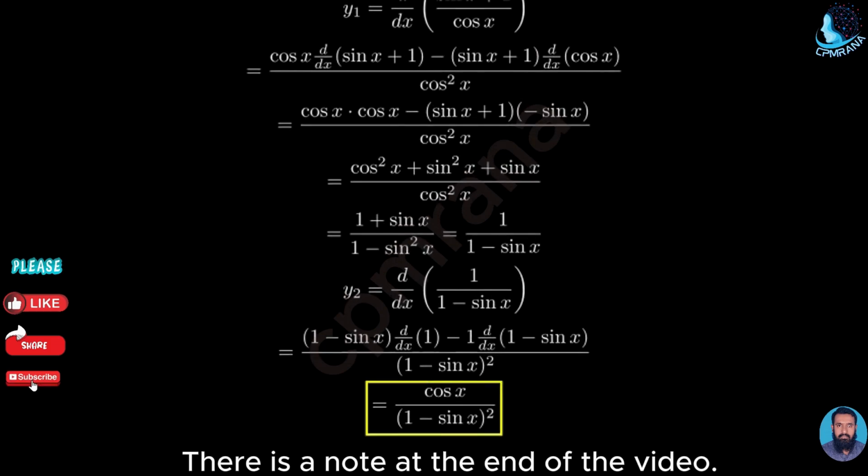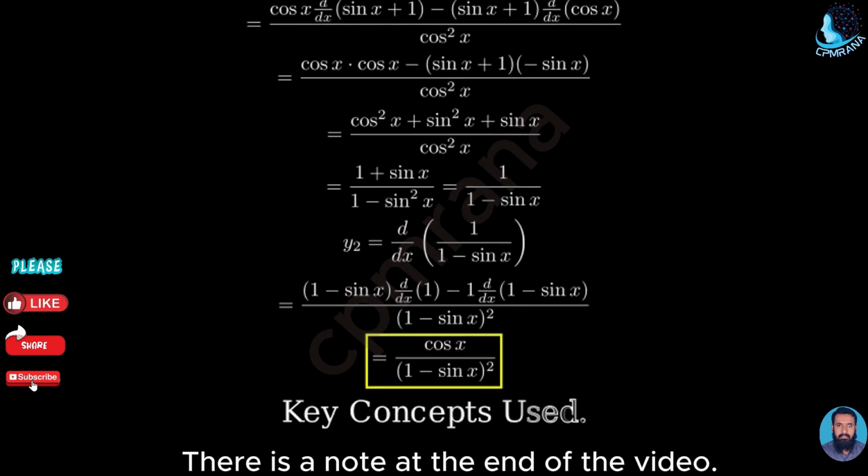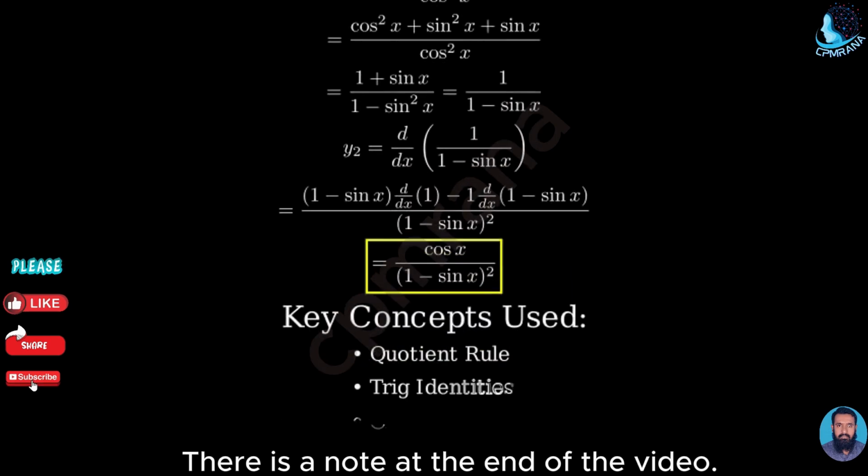And there we have it. The second derivative of tangent x plus secant x is cosine x over 1 minus sine x squared. This problem demonstrated the importance of knowing your trigonometric identities and being comfortable with the quotient rule for derivatives.